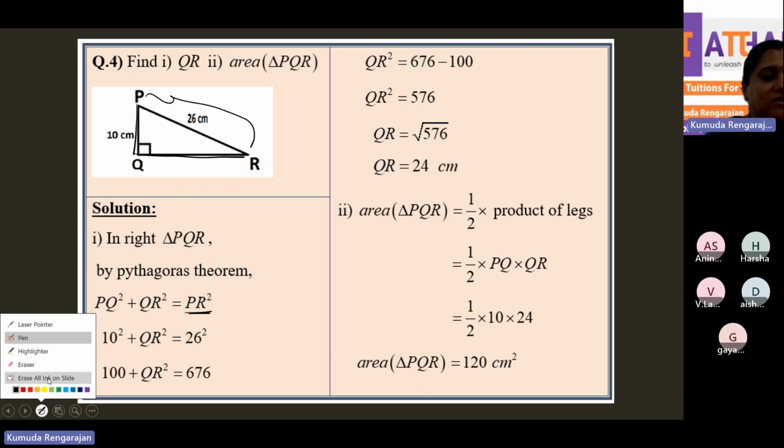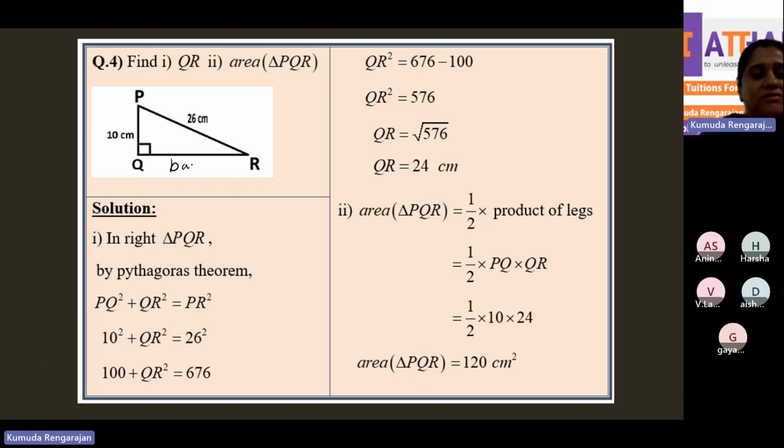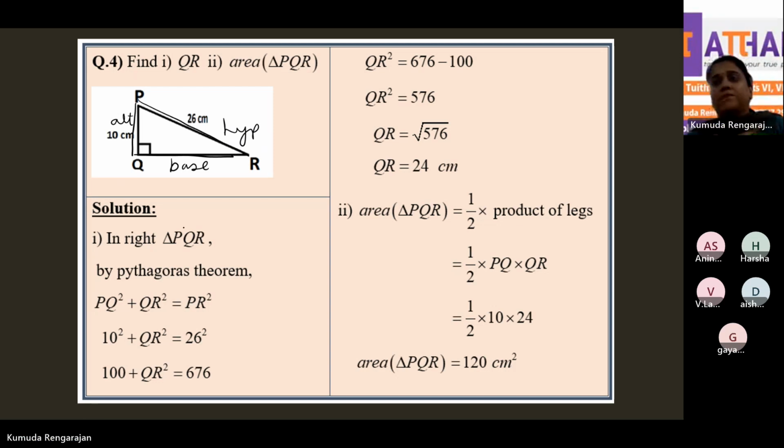Sometimes they call this the base, they call this the altitude, and this one the hypotenuse. So it's like base square plus altitude square is equal to hypotenuse square.